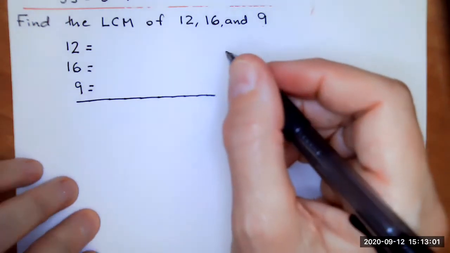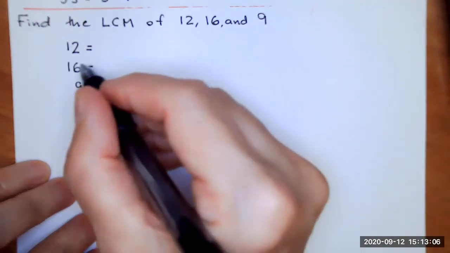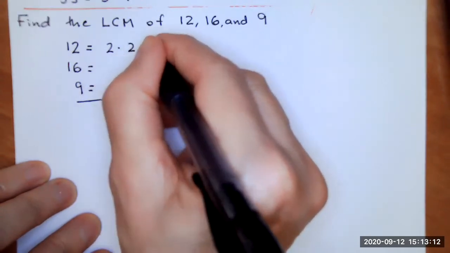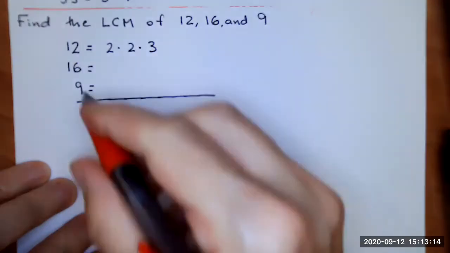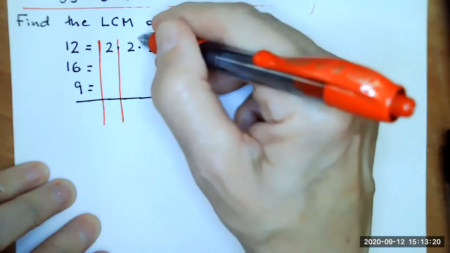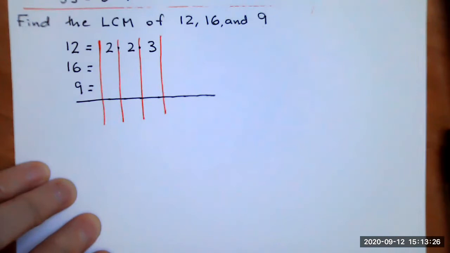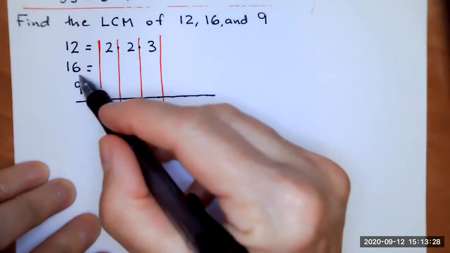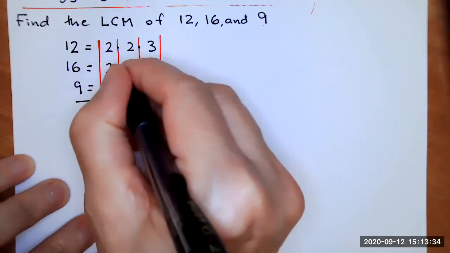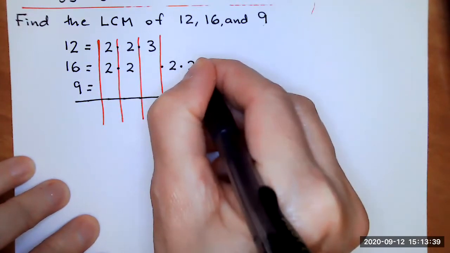All right, so if you want the most efficient way, you're going to put only prime numbers in this chart. So 12 is 2 times 2 times 3. And remember, it doesn't matter what order you put those numbers, but what does matter is once you have them, they each get their own column. 16 is 4 times 4, but you need to break those down. So that's going to be 2 times 2 times 2 times 2.